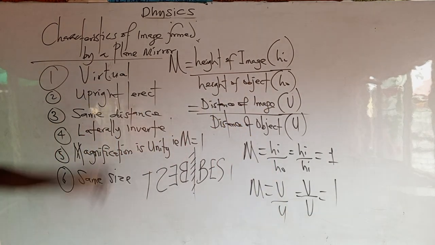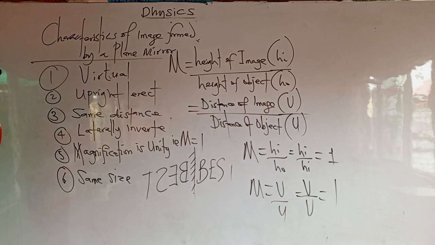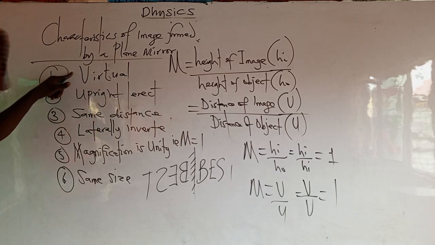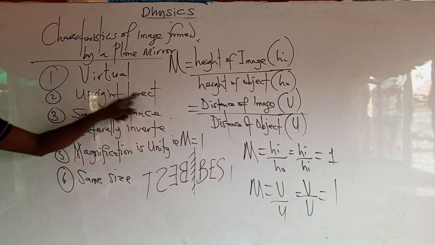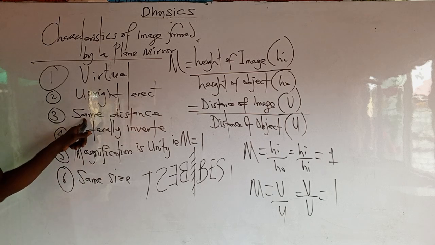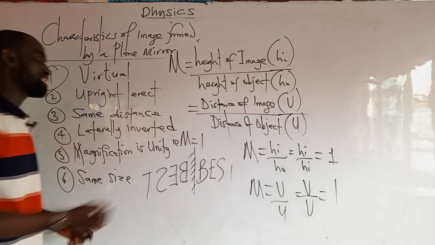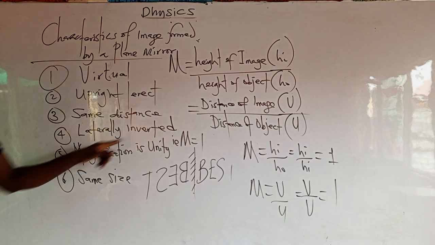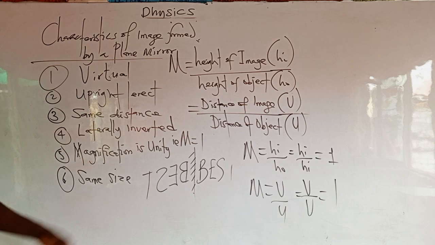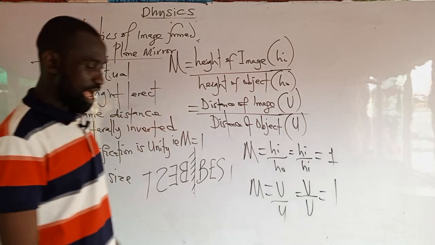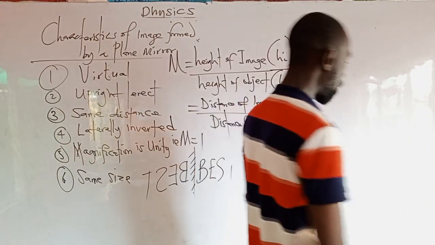Take notes. These are the characteristics of the image formed by a plane mirror. The first one, it is virtual. Second one, it is upright or erect. Third one, same distance. Fourth one, laterally inverted. Magnification is unity. And it has the same size as the object.